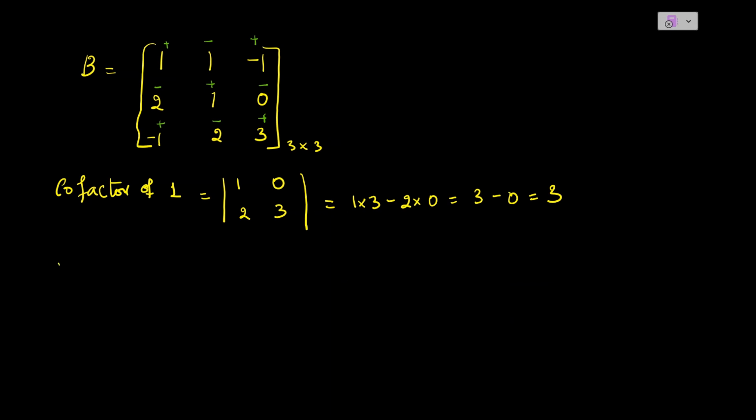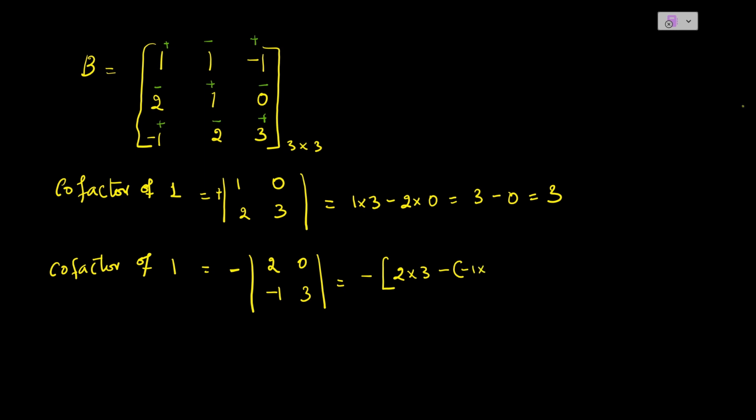Next, the cofactor of the next element, students. Okay, so this is positive and the next element is 1. Its sign is negative. So the remaining determinant is 2, 0, minus 1, 3. That is equal to minus of 2 into 3 minus of minus 1 into 0. Solve this, students. You will get minus of 6 minus 0, that is equal to minus 6.